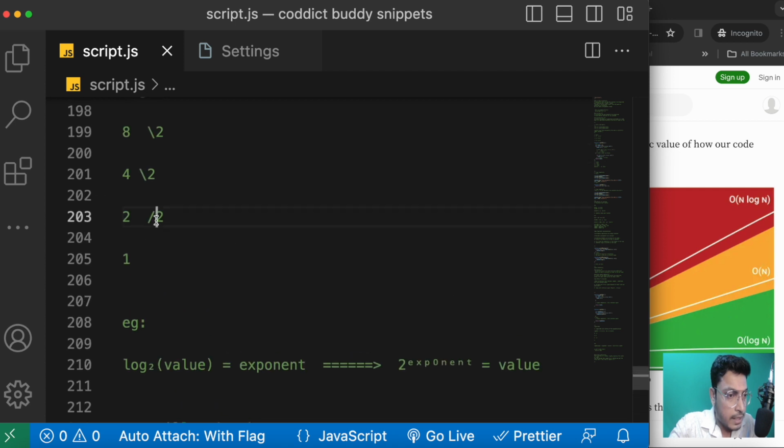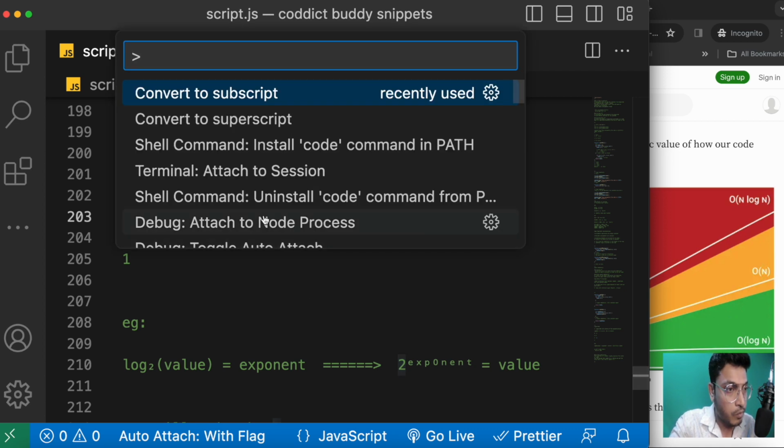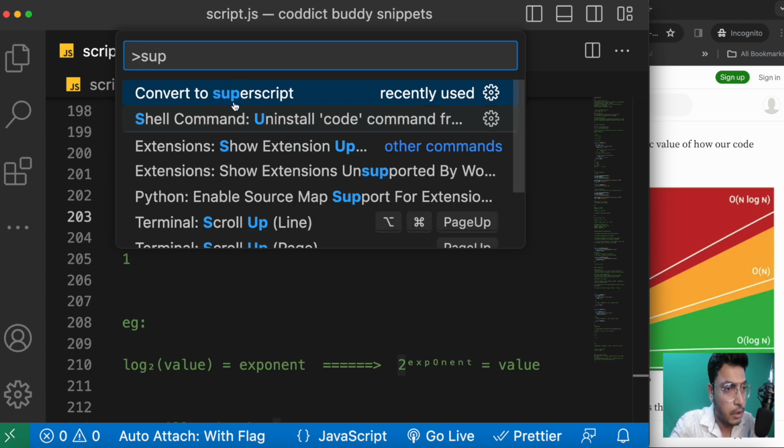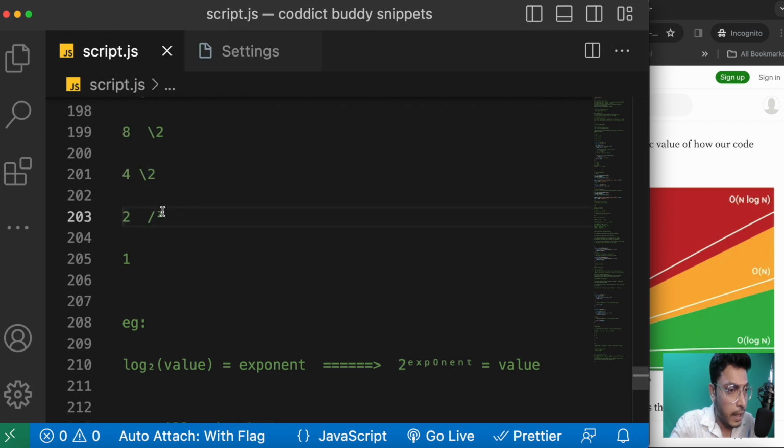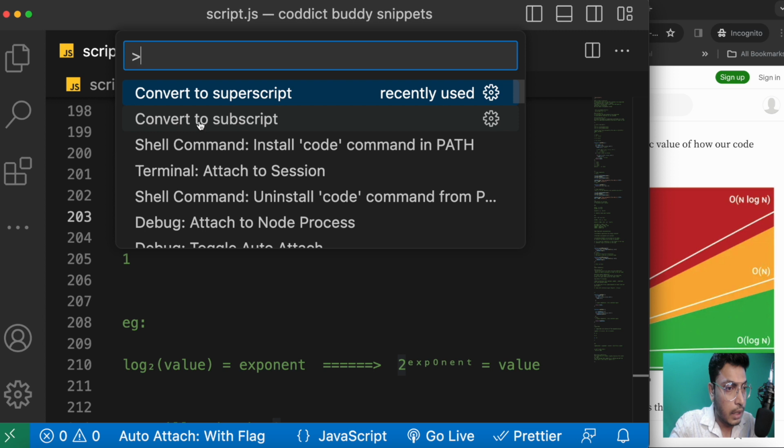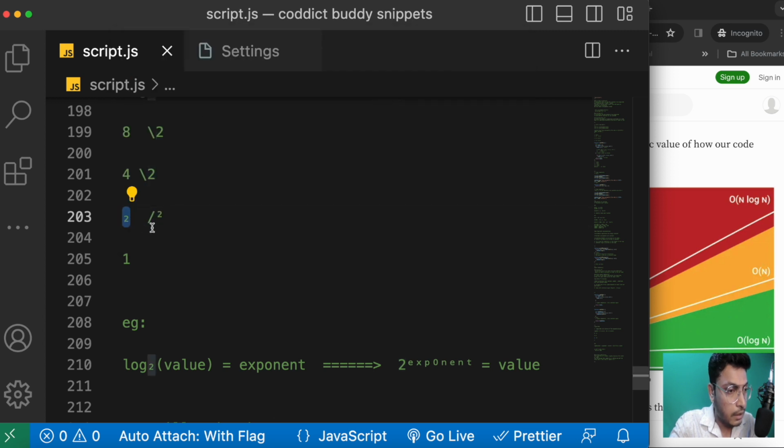let's say I want to make it a subscript. So I'll select this number. On Mac, how it will work, I have to press Command Shift P, and I'll search for, let's say I want to make it superscript. So I'll search for superscript. Here you will get something like this, and see, I made it a superscript. The same way, if I want to make it a subscript, I'll press Command Shift P and I can make it a subscript, right? So in Windows, it will be, I think, Control Shift P, if I'm not wrong.